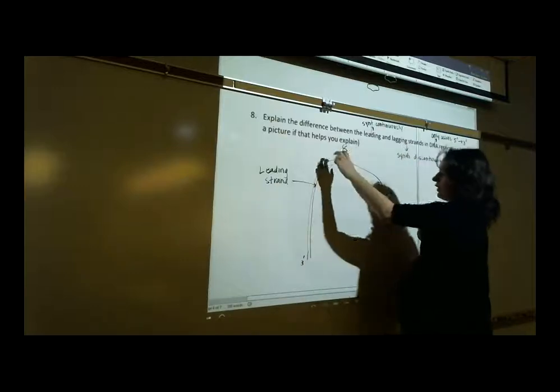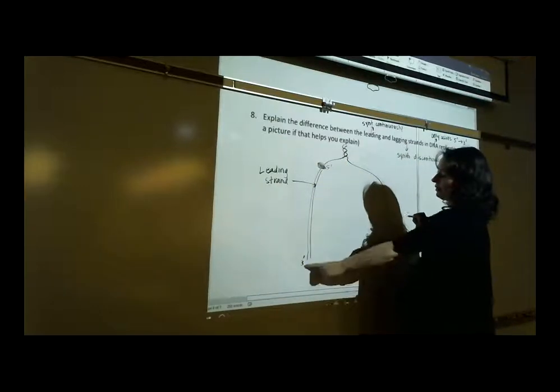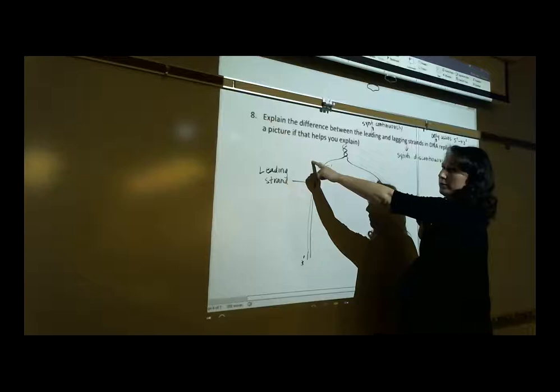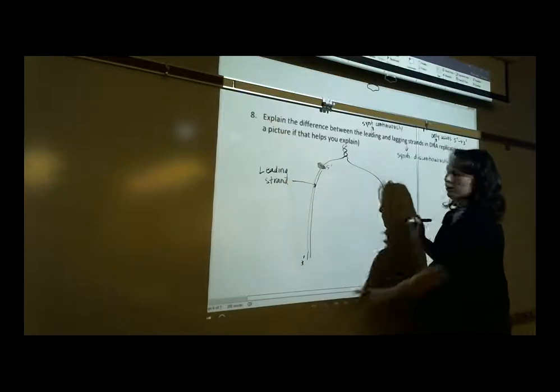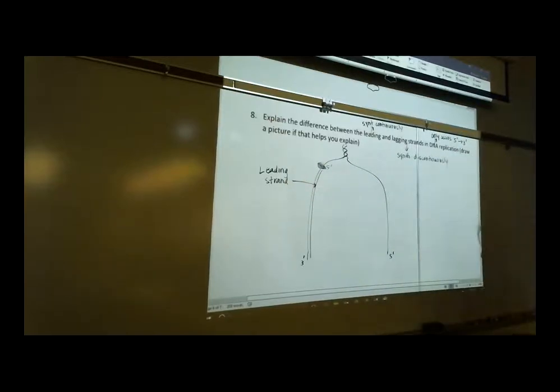Because polymerase can just attach here and just go down the line, right? Because if this is 3', that means that 5' is up here on the opposite strand. So it's just going down the line, nice and smooth.